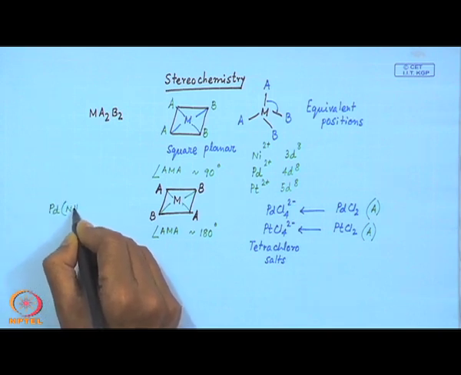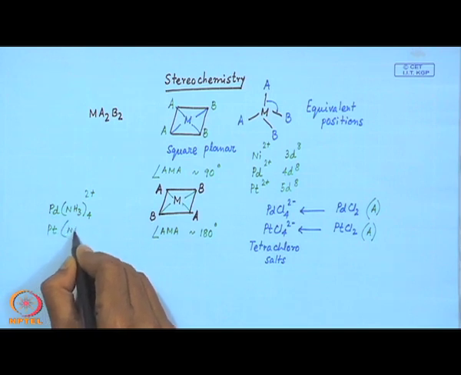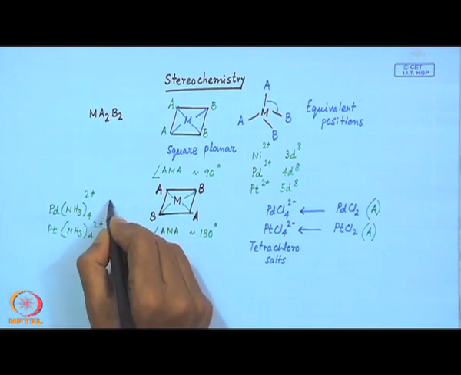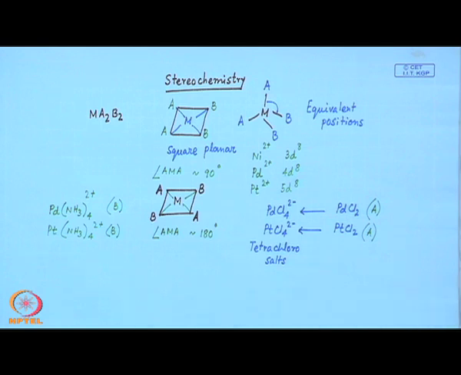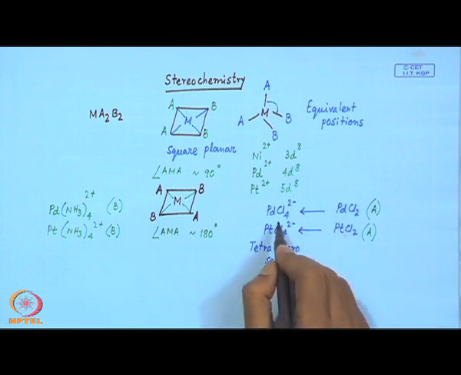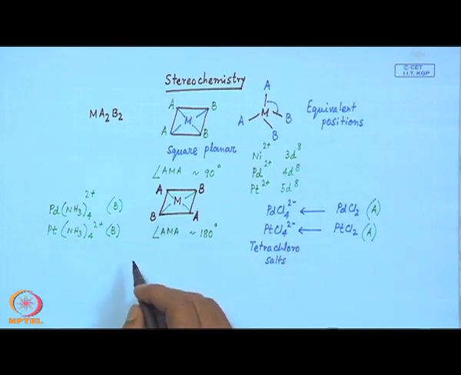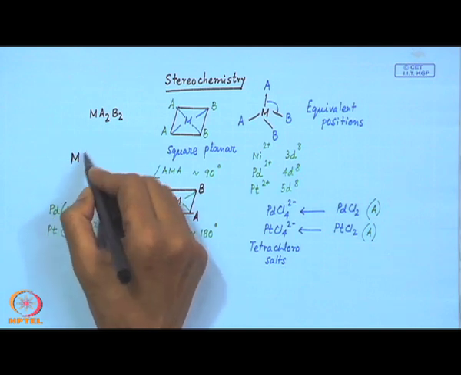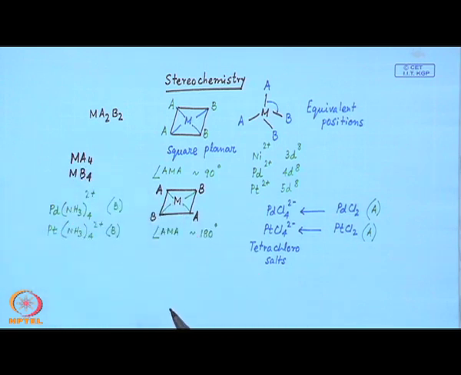Now, if we introduce B as the corresponding ammonia ligand, for palladium or platinum, that means we are only having B. So, starting from palladium chloride or platinum chloride to tetrachloroplatinate or palladate, or the corresponding compound with our ammonia molecule, we get the corresponding simple MA4 and MB4 compounds.